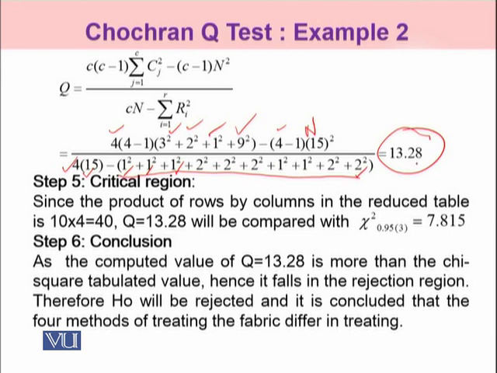Now this particular Q value, students, is to be compared with the tabulated value. But before that, you need to check whether the product of the treatments and blocks, after deleting the required blocks, is greater than or equal to 24. Since the product of rows by columns in the reduced table, now in the reduced table, students, instead of 11 you have 10 blocks left because you deleted one block's observations. Multiplied by 4, the required number of treatments, after multiplying you get the answer 40, whereas the Q value was 13.28.